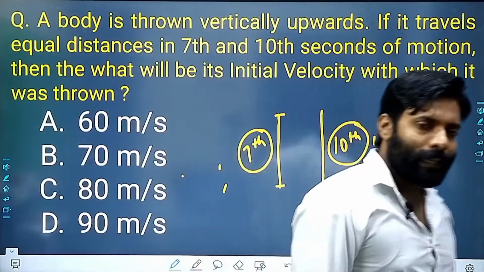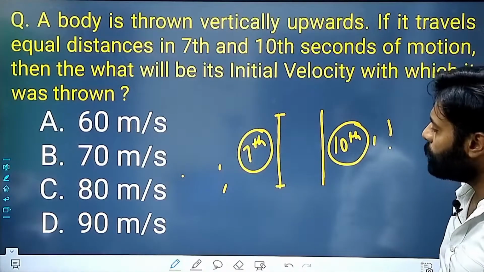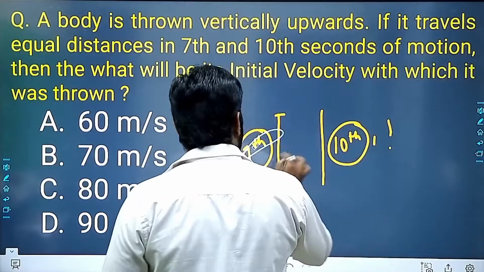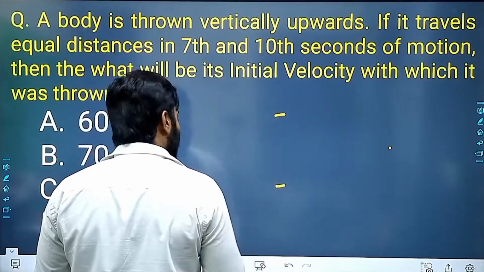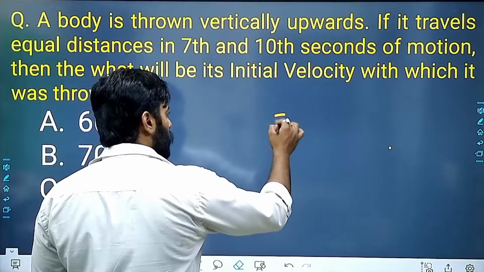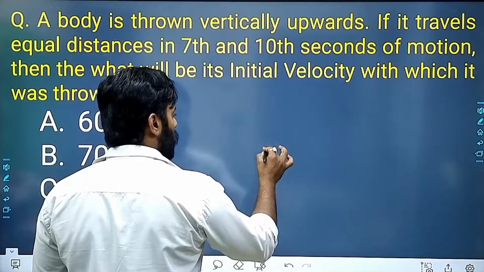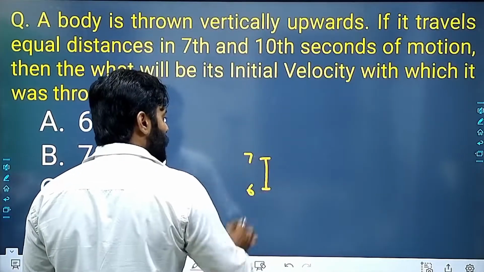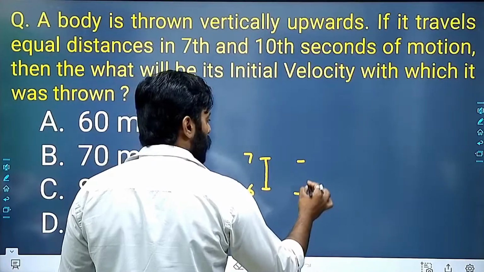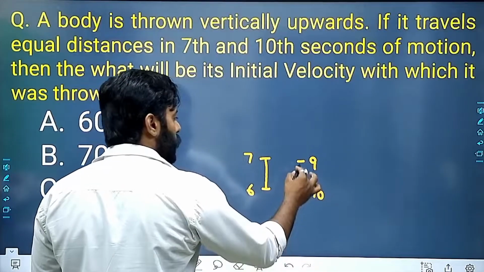Then how do we solve this kind of question? We have to calculate the initial velocity with which the object was thrown. There are two methods through which we can easily solve this question. Assume 6 seconds will be completed, the 7th second will be here, and for the 10th second, that means 9 seconds will be completed here, and the 10th will come here, right?